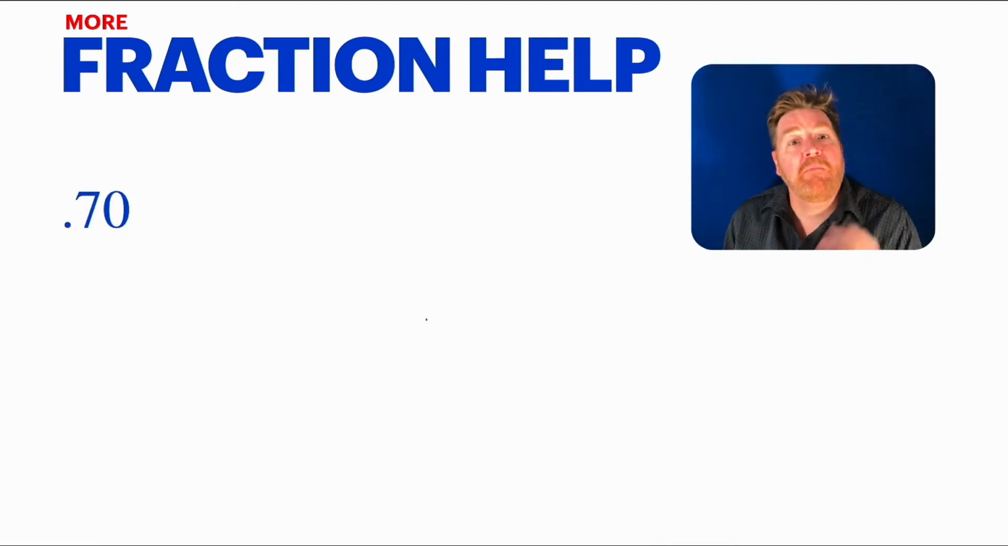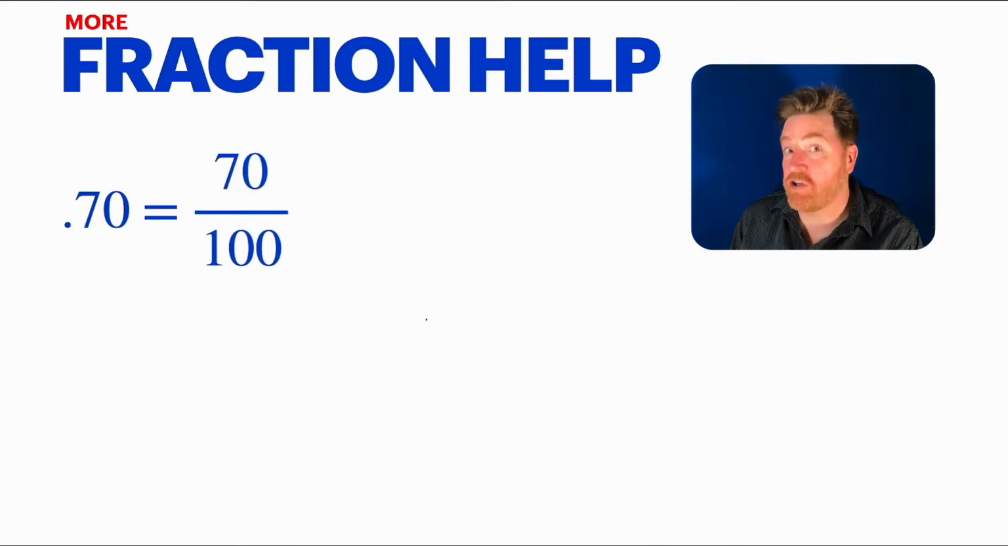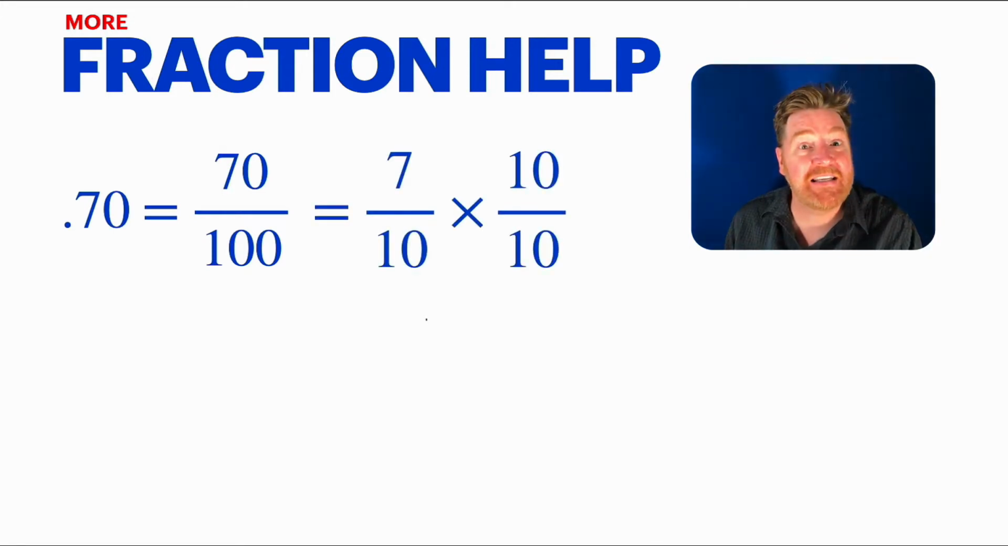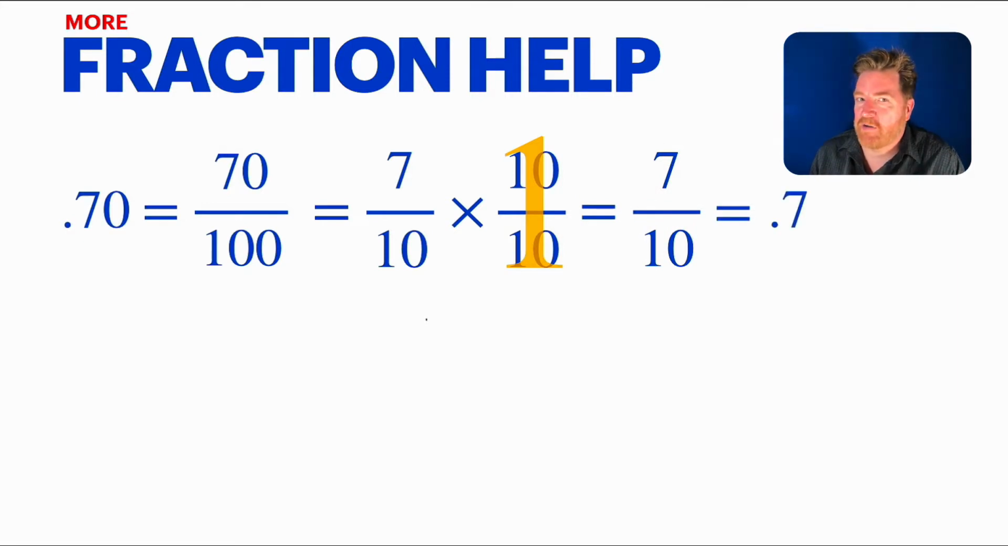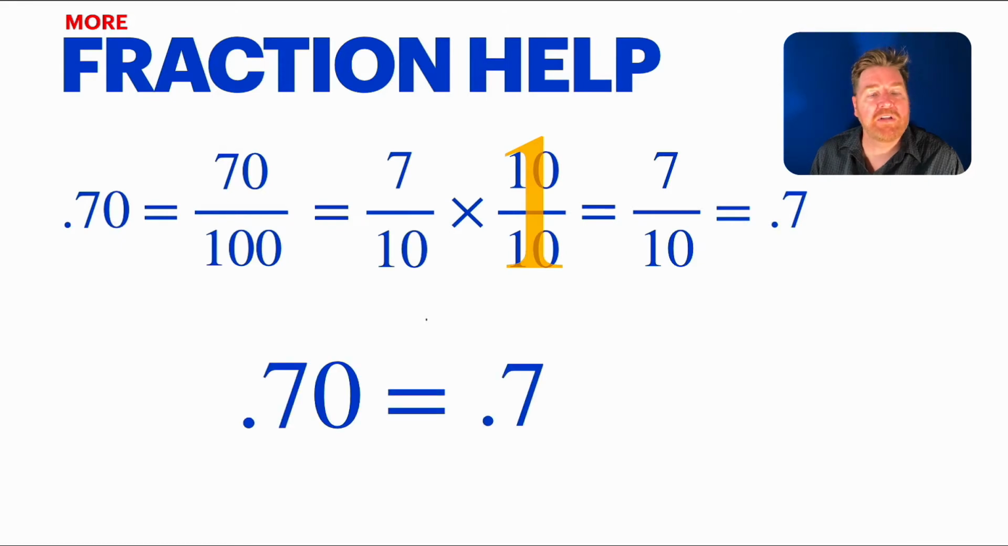Like, for example, 0.70. We understand that is 70 hundredths, but that's a fraction that can be simplified, right? We could factor out the 10 tenths. 7 tenths times 10 tenths is 70 hundredths. Well, if we factor out that 1, that's not necessary. 7 tenths times 1 is 7 tenths, also known as 0.7. So what we're really saying is 0.70 is the same as 0.7. 70 hundredths is the same as 7 tenths. They're equivalent.